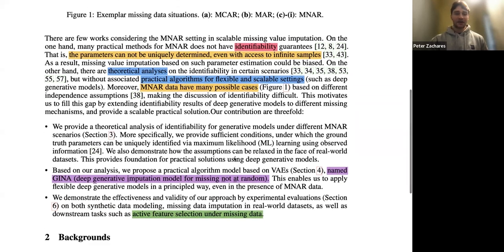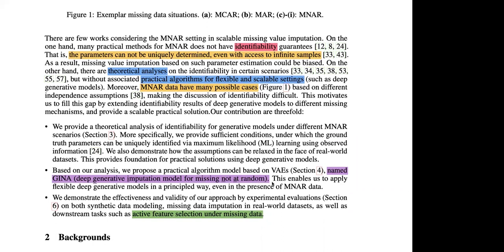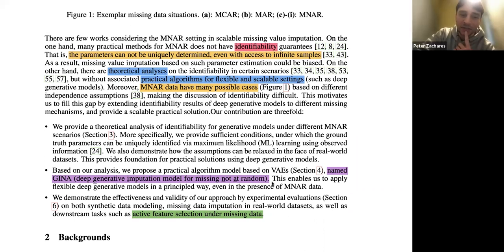And then they talk about what their contributions are. I just highlighted this in purple because this is the worst acronym ever in terms of representing what the model is actually called. The model is called Deep Generative Imputation Model for Missing Not at Random. And the letters that are used to create the acronym GINA are G, like generative imputation, and not at.